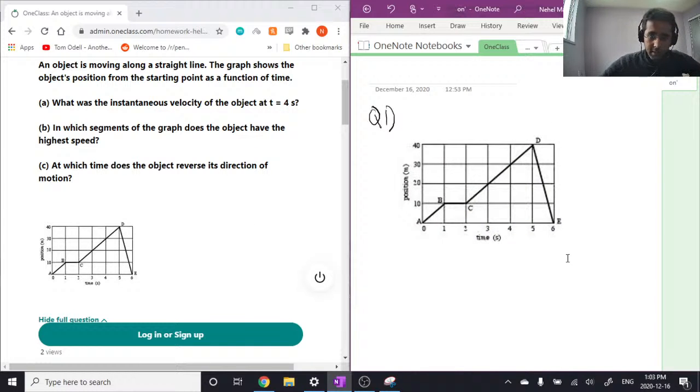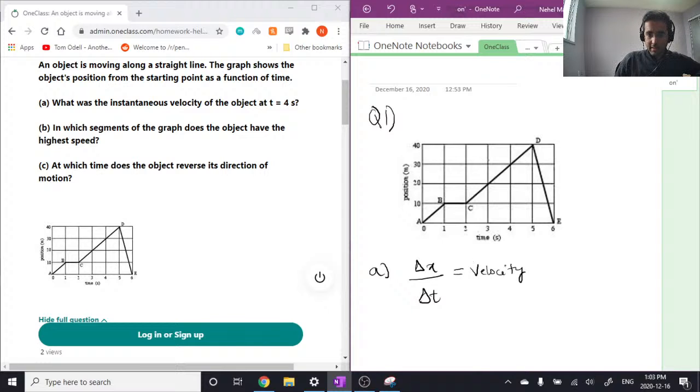All right, so the first question asks us for the instantaneous velocity at t equal to 4 seconds. So we see that 4 seconds is somewhere here, and we need to find the velocity. Now, given the position time graph, first of all, we need to recall what the formula for velocity is. So the velocity is the change in position with respect to time. So for part A, what we need to do is calculate delta x over delta t, which is equal to velocity. And velocity can also be looked at as the slope of this curve.